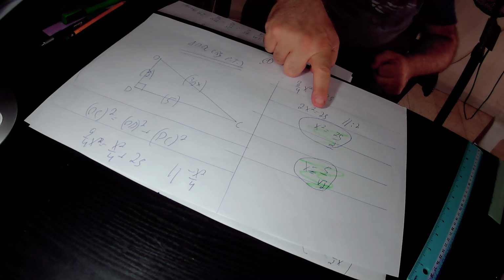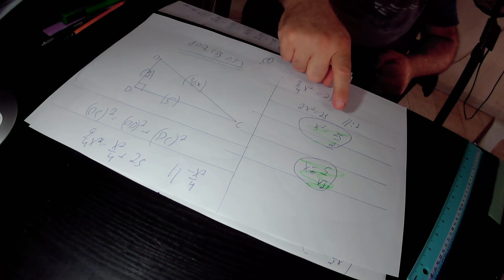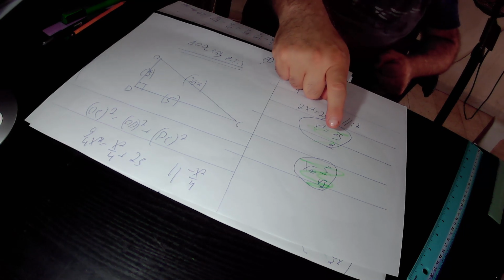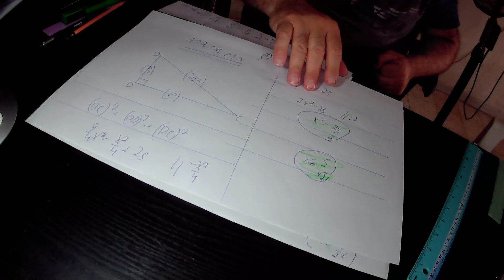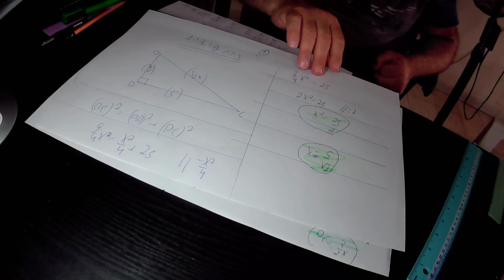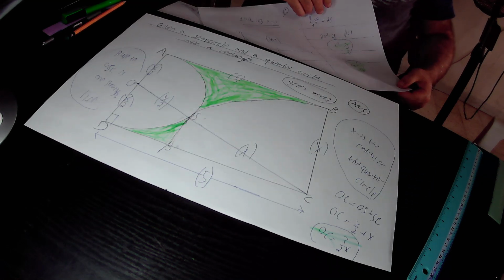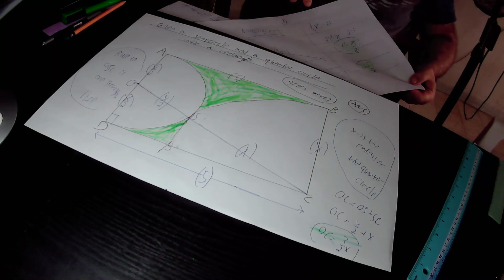Here we took a root of this equation and found out that x equals the square root of 25, which is 5 over square root of 2. So we found out the values of x squared and x. Our mission is to find the area of this green shape.